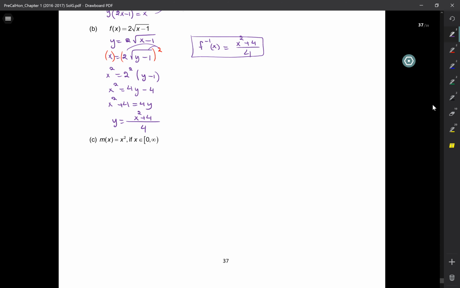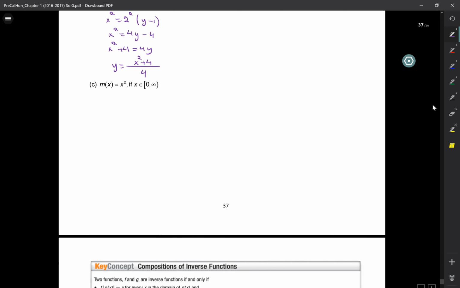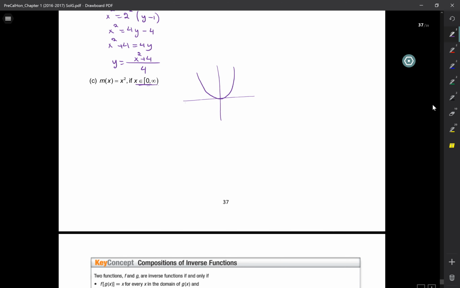All right, so now let's take a look at this one. Now it says m of x is equal to x squared if x belongs to the domain of 0 to infinity. So let's take a look at what x squared looks like. x squared looks like this. So clearly it doesn't pass the horizontal line test, but I have a restricted domain, and it says that it's for all the x's from 0 to infinity. That means everything from 0 to negative infinity is canceled out, so I could just take it out. So that's my function now from 0 to infinity.